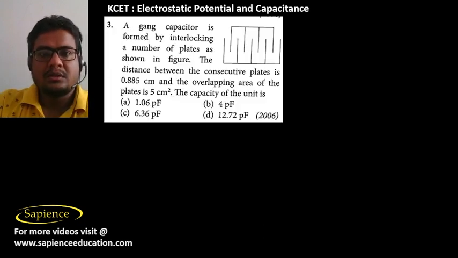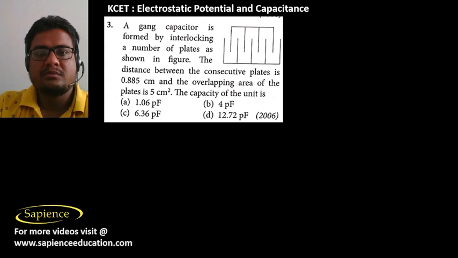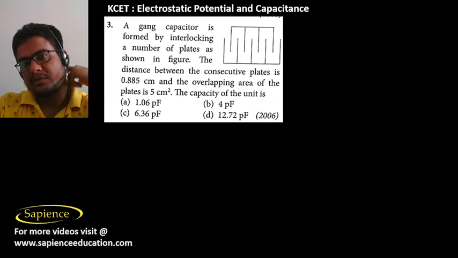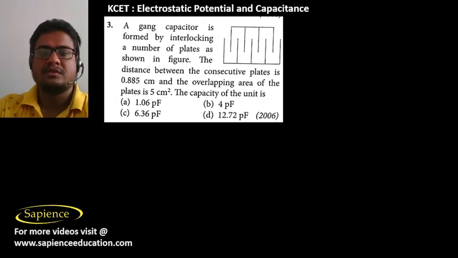So option D is the correct one. Then it is told a gang capacitor is formed by interlocking plates as shown in the figure. The distance between the consecutive plates is 0.885 centimeter. The overlapping area of the plates is 5 centimeter square. The capacity of the unit is.